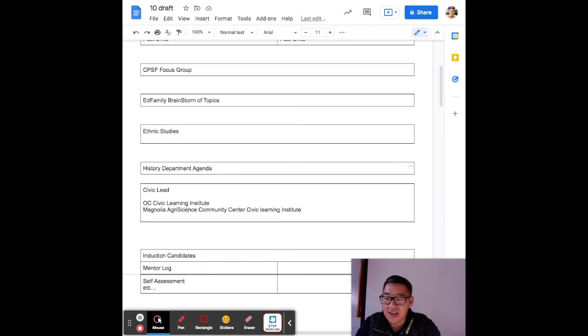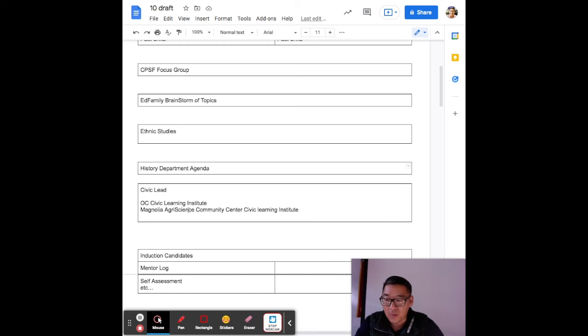I also have induction candidates that I work with. I work with two. There are mentor logs that need to be updated weekly. And so these are things I need to be looking at weekly. Others I'm looking at daily. And so if I have the links right there available to me, I can just go down this checklist of things that I need to do, and I can access those documents really quickly and respond very quickly as well.